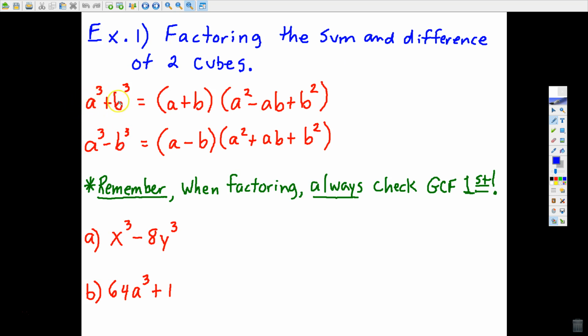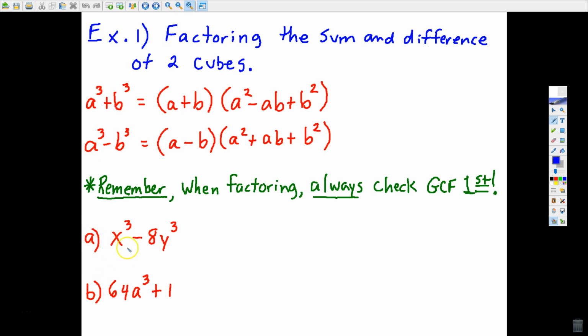Whenever these two terms have perfect cube roots, then we have an opportunity to factor them, which makes these equations a lot easier to solve. So these two factoring methods that I've provided for you, you're going to use quite a bit in tonight's lesson. So hopefully you'll have a chance to practice them enough to where they become very familiar. All right, so let's take a look at an example.